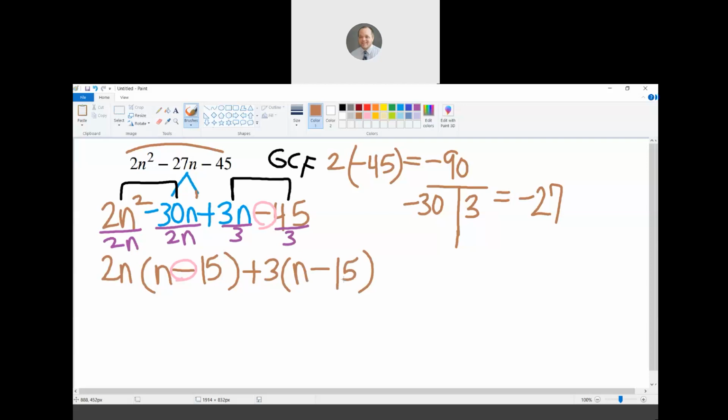Now let me say this. When you're rewriting your middle term using your factors, if you put the 3 in first and then negative 30 in, you're correct. Your binomials will be reversed, but your answer will be just as correct as mine. So our final answer here is n minus 15 times 2n plus 3.